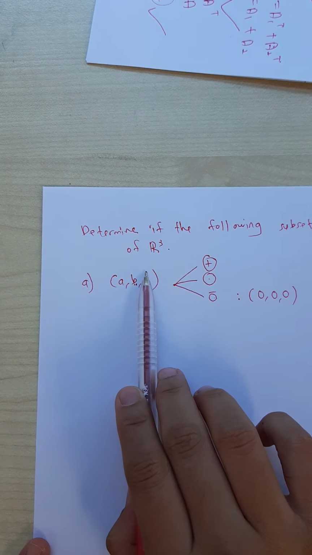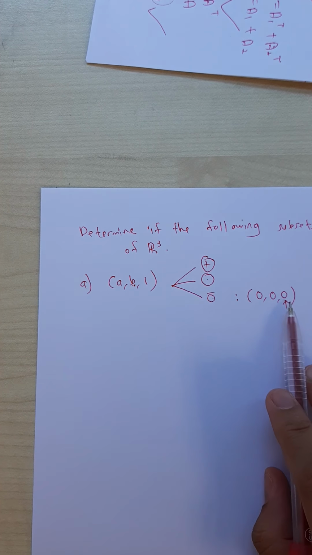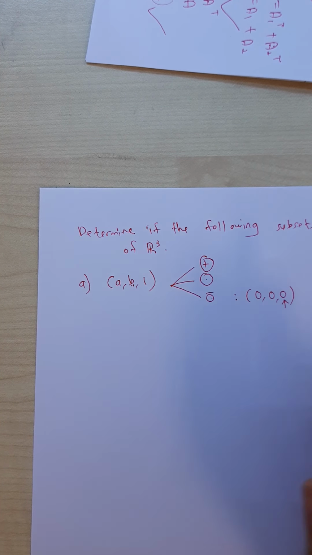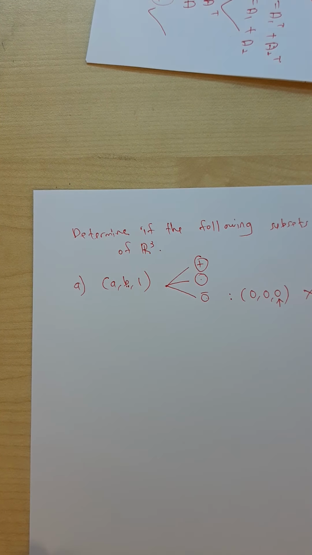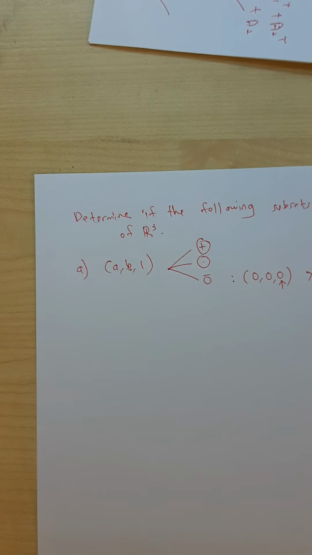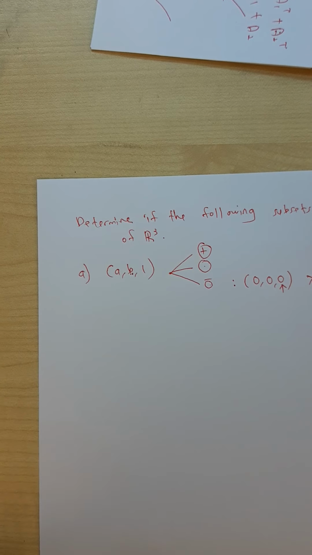Because a can be a 0, no problem in that. b can also be a 0, no problem. But the problem actually lies at the third coordinate. This third coordinate is already given a fixed number 1, but in the 0 vector, the third coordinate is supposed to be a 0. So from there, you can see that this part fails.